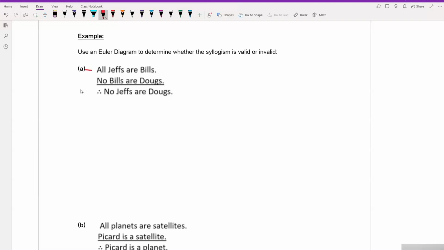So I'm going to draw this one first. All Jeffs are bills, starting with this part. So that is Jeffs, and all these members, we should have them inside the other one. So this was the first one.